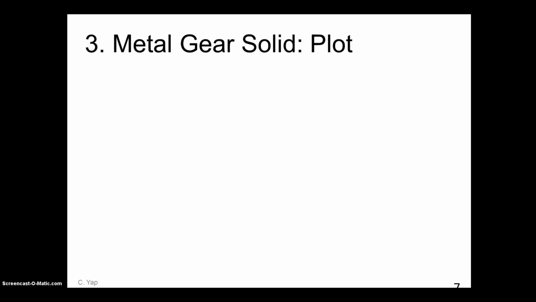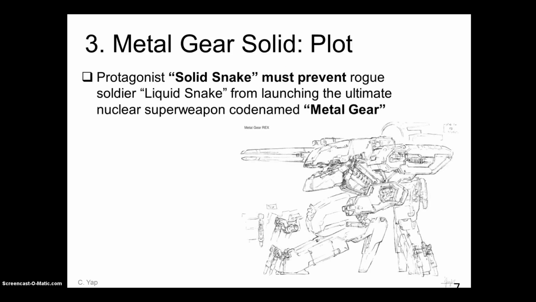It's a very convoluted plot, but to put it simply, the protagonist and player character of Solid Snake must prevent the rogue soldier Liquid Snake from launching the ultimate nuclear superweapon codenamed Metal Gear, which is pictured here on this slide in the lower right corner. Essentially, boil it all down, Solid Snake must prevent Metal Gear.